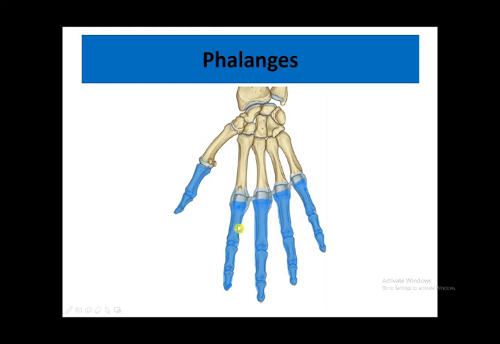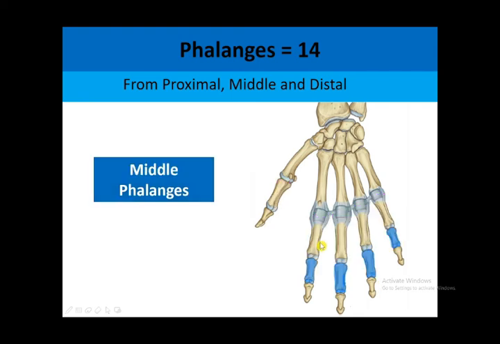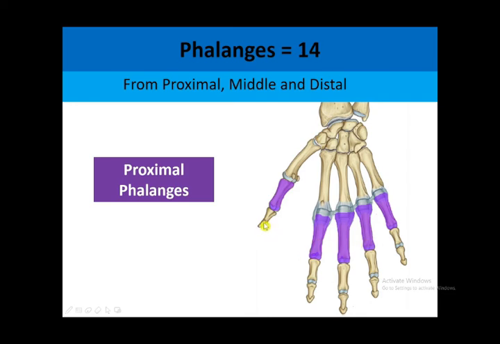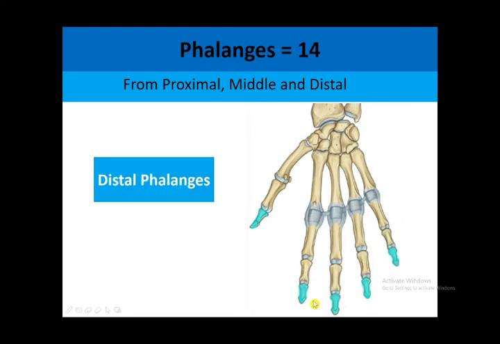Talking about the phalanges, phalanges are the bones making up our fingers, and we have the proximal phalanges, the middle phalanges and the distal phalanges. The proximal phalanges are found in all fingers, while the middle phalanges are only in the fingers but not in the thumb. So in total we have 14 phalanges in the fingers.